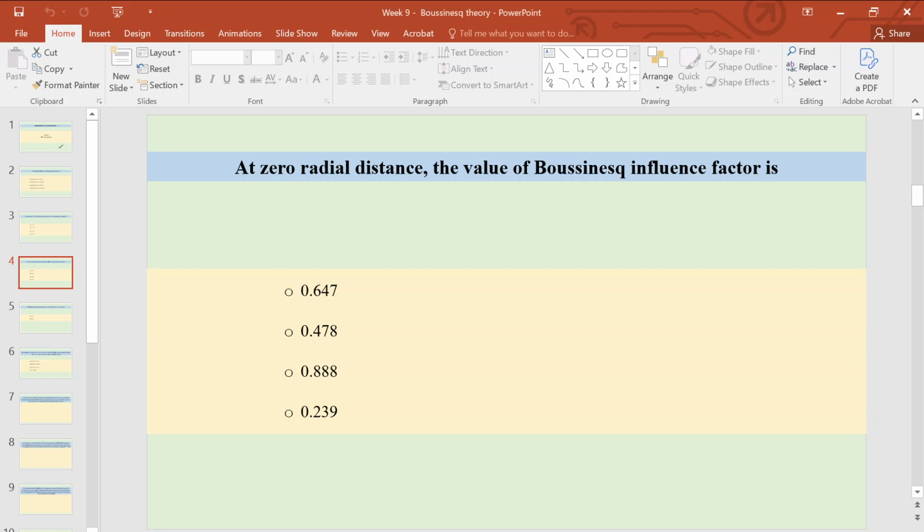I repeat the question. At zero radial distance, the value of Boussinesq influence factor is, first option 0.647, second option 0.478, third option 0.888, last option 0.239.